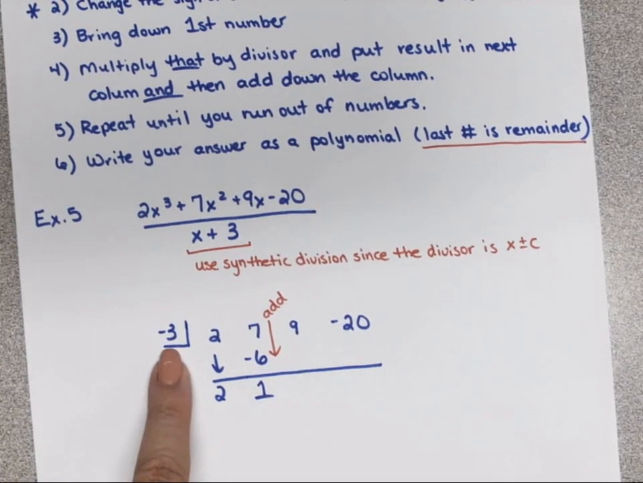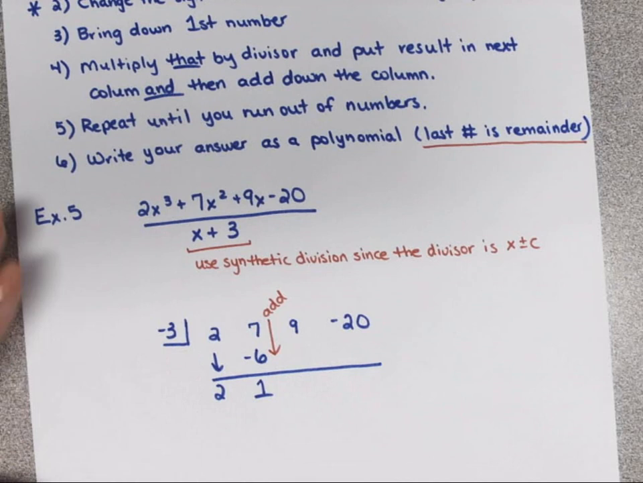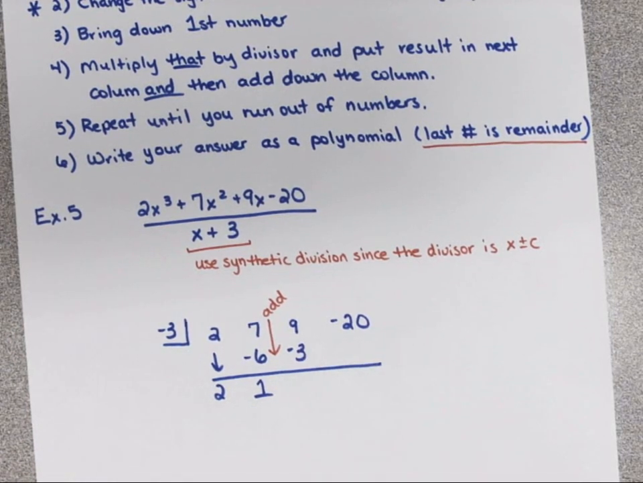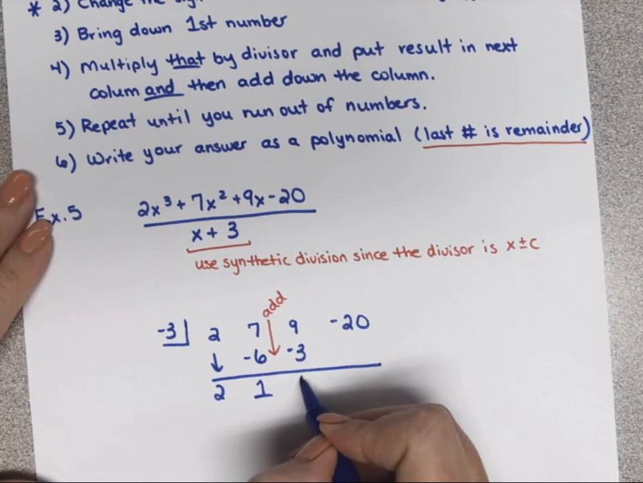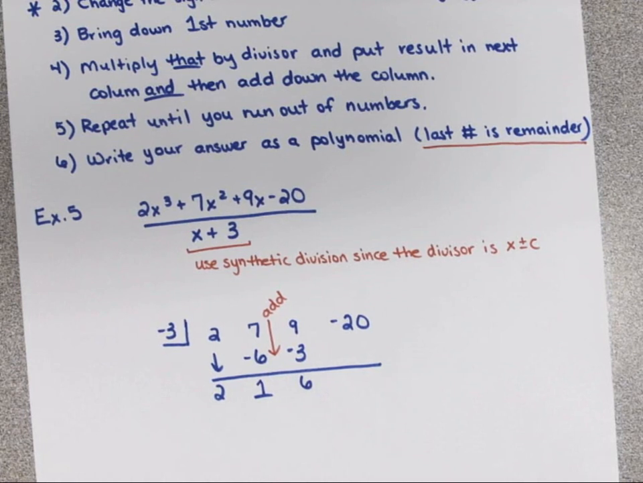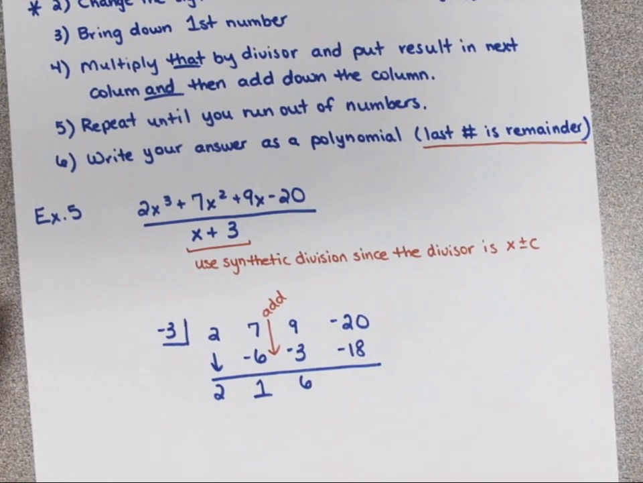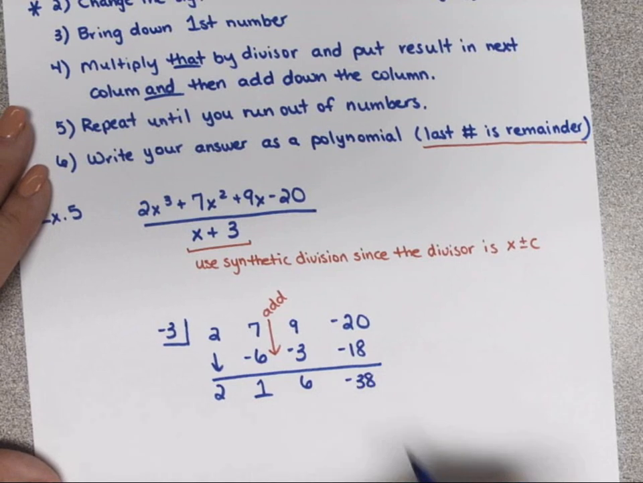1 times negative 3, what do we get there? Negative 3, so where are we going to put that? In the next column. And then what are we going to do down the column again? Add up, right? So what's 9 plus negative 3? 6. And then last but not least, because we're about to be out of numbers, right? 6 times negative 3 is what? Negative 18. And if I add down the column, I get negative 38.